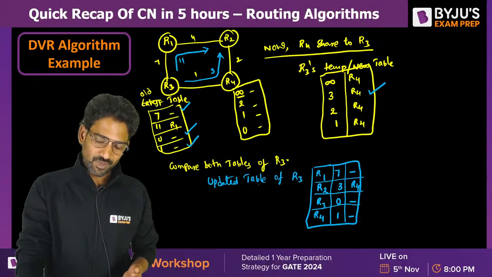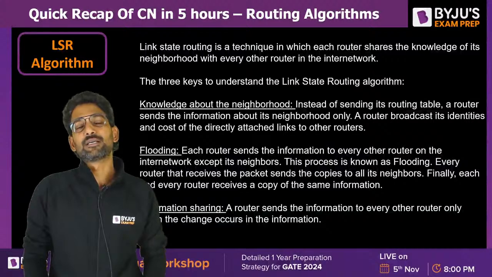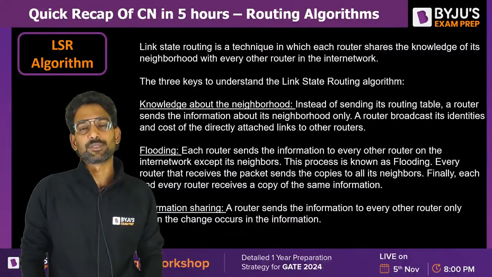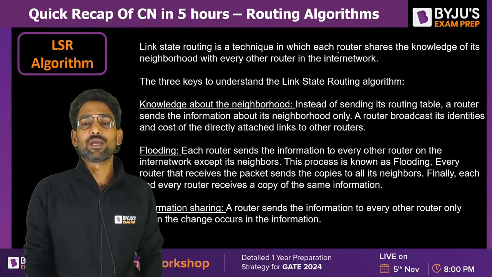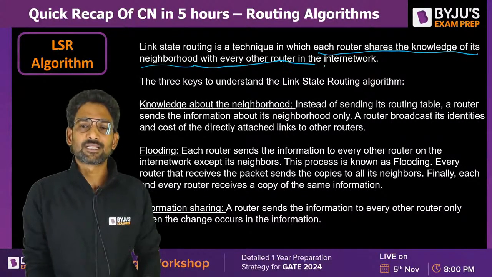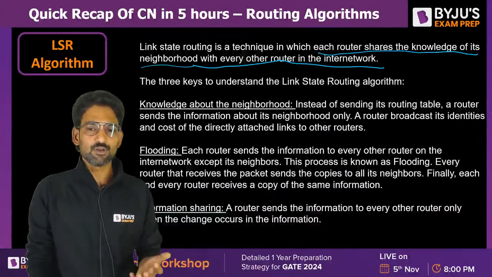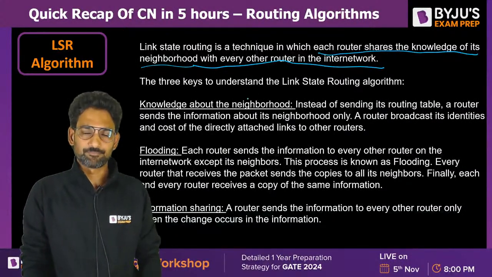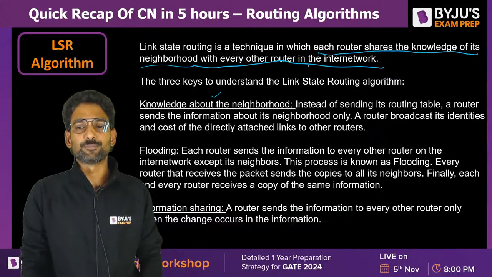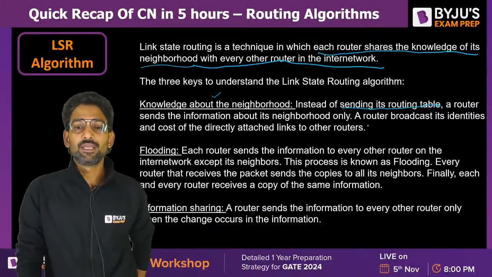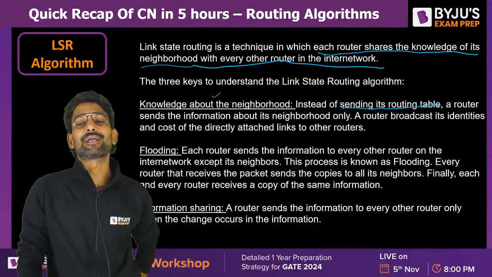Got it? Another important algorithm is the link state routing algorithm. This is a technique where each router shares the knowledge of its neighborhood with every other router in the network. Means here also sharing. We can understand this LSR algorithm in three ways. Knowledge about the neighborhood. In DVR, the routing table was shared; here, a link state packet will be shared.